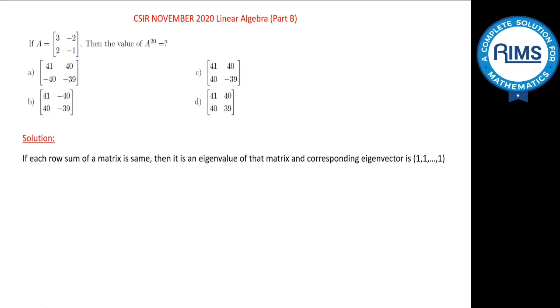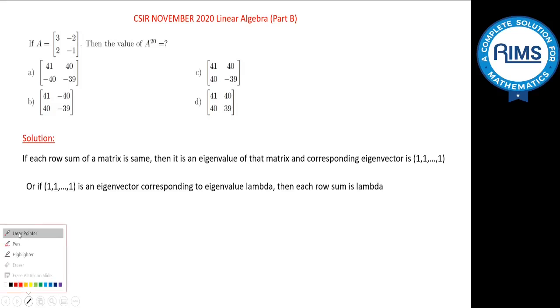eigenvalue of that matrix and the corresponding eigenvector is (1, 1, 1, ..., 1). Or we can say that if (1, 1, 1) is an eigenvector corresponding to the eigenvalue lambda of a matrix, then each row sum will be equal to lambda. Here I suppose each row sum of a matrix capital A is lambda. So lambda must be an eigenvalue of that matrix and the corresponding eigenvector is (1, 1, 1, ..., 1).